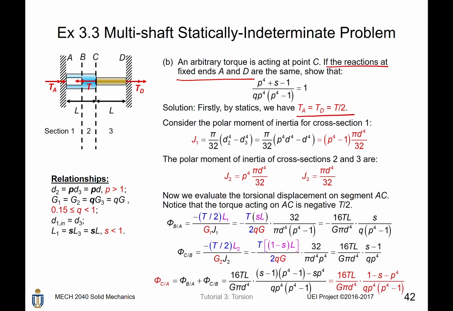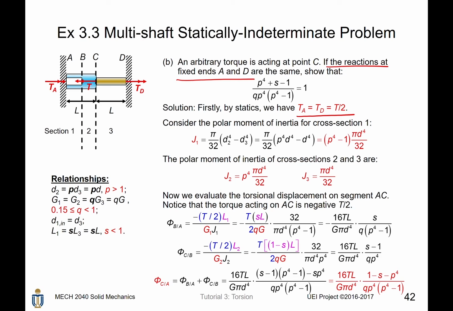Consider the polar moment of inertia of both cross-sections and try to express it in terms of those dimensionless quantities. D2 equals PD, D3 equals D. Then we just substitute it to get P to the power 4 times D to the power 4. Well, D3 is simply D, so it is just D to the power 4. Then you will have this content in this bracket. Similarly, the polar moment of inertia of cross-sections 2 and 3 can be found in this way.